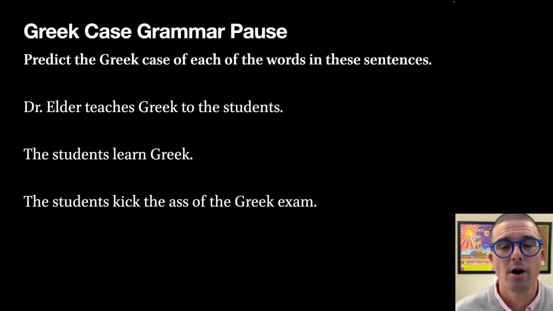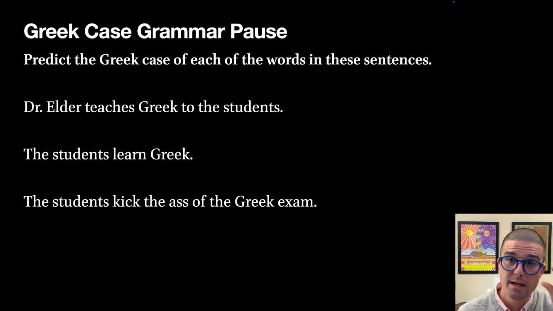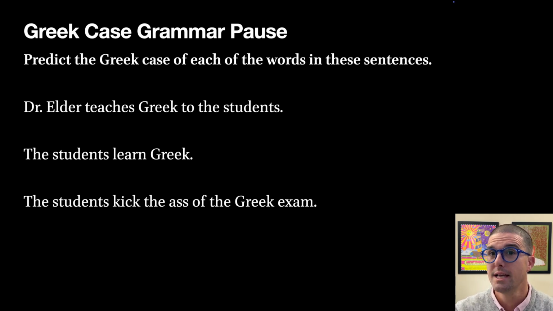All right, so we have our same three sample sentences here. Let's take them one by one, identifying what the case of each word or grouping of words would be for each English sentence. In English, we don't use cases, but Greek does. So first you're going to have to think about what the grammatical function of each word is, and then take the next step of thinking about what the case is in Greek that does that particular grammatical function.